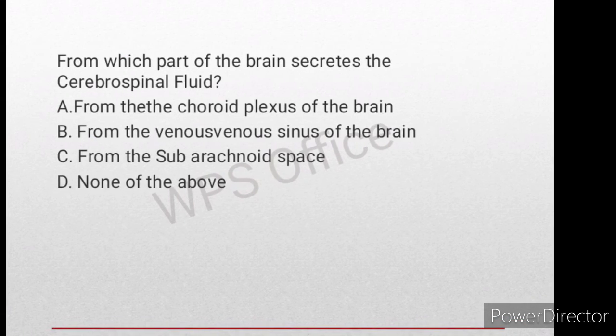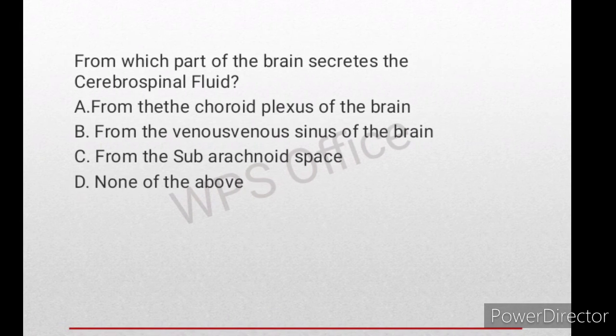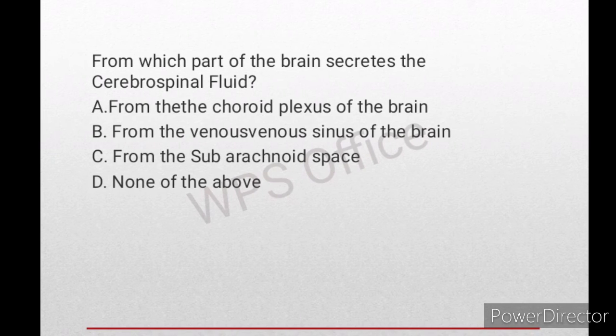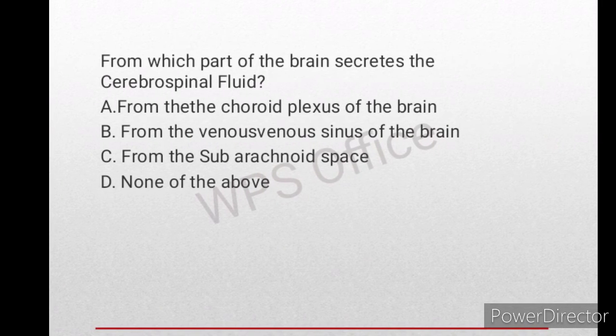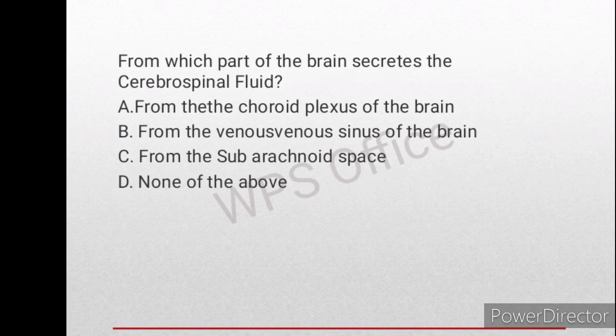Next question is, which part of the brain secretes the cerebrospinal fluid? A, from the choroid plexus of the brain. B, from the venous sinus of the brain. C, from the subarachnoid space. D, none of the above.